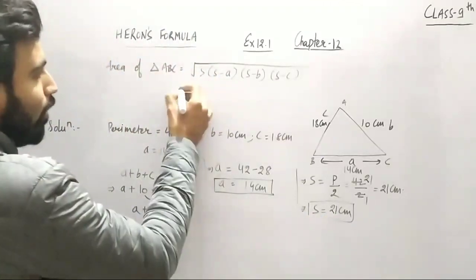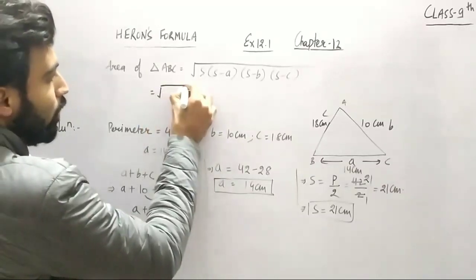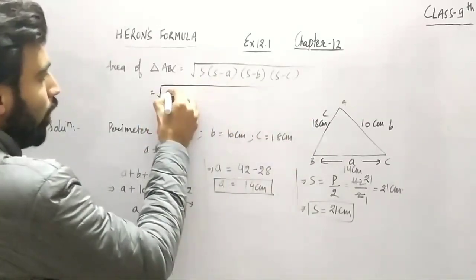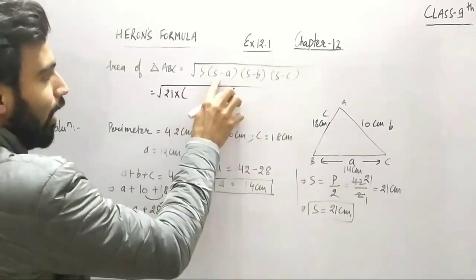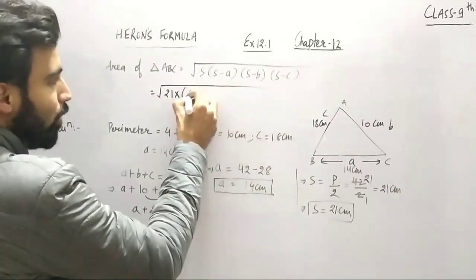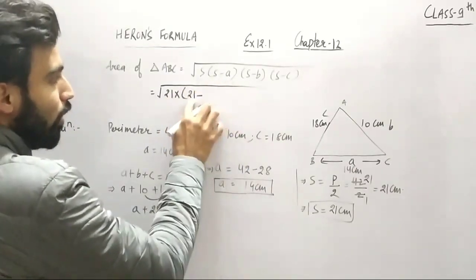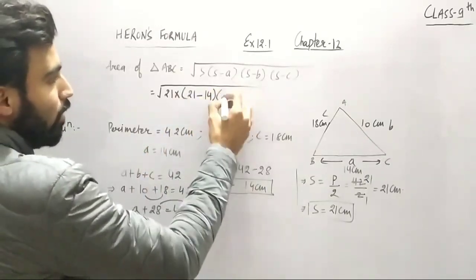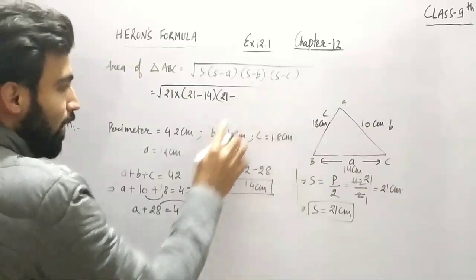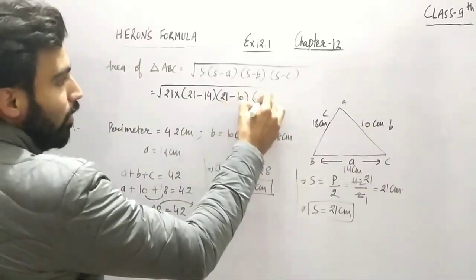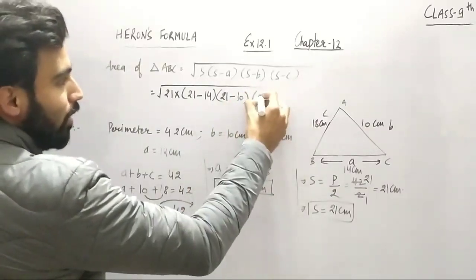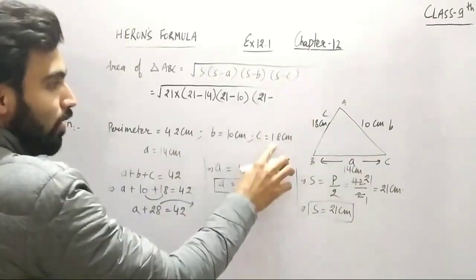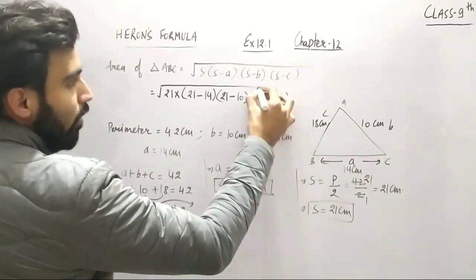So first of all, here I will substitute the value of S. So you can see that will be 21. Now multiply S minus A. So the value of S we know is 21 minus A. So what is the value of A? That is 14. Then S again is 21 minus B, that is 10. Then again S, that is 21 minus C, that is 18, right?